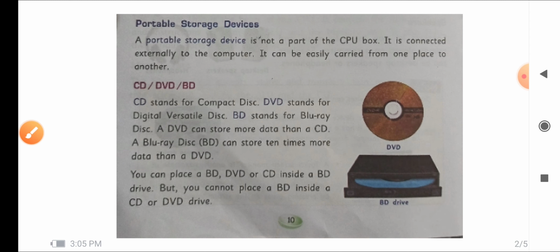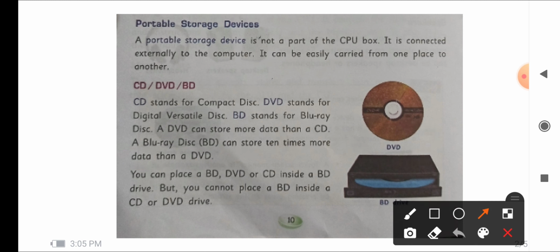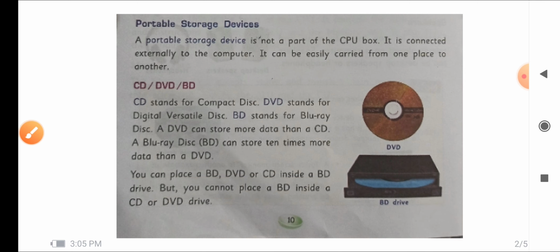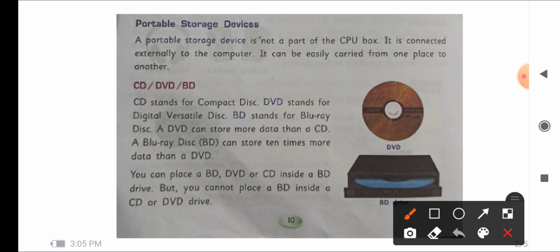Now, you can place a BD, DVD, or CD inside a BD drive, but you cannot place a BD inside a CD or DVD drive. You can see the BD drive is there. This is a BD drive, isn't it? So inside this BD drive you can place a DVD and CD, but you cannot place a DVD or CD inside a BD.